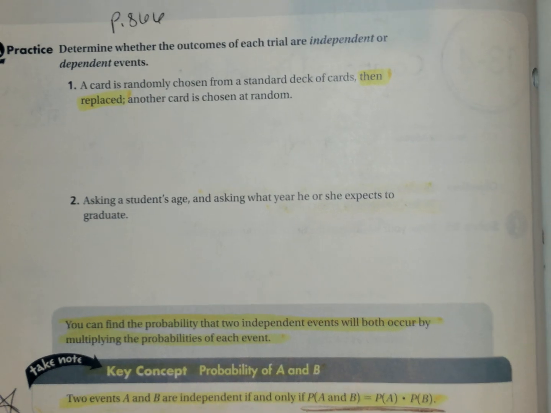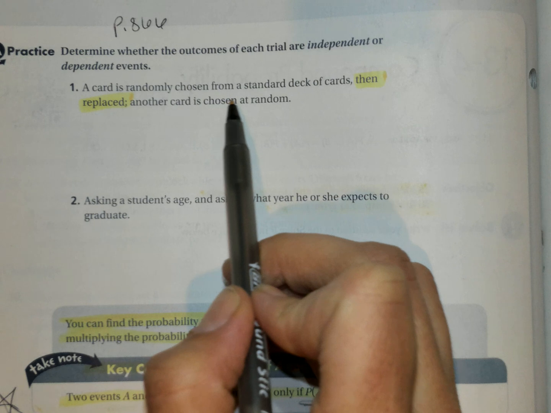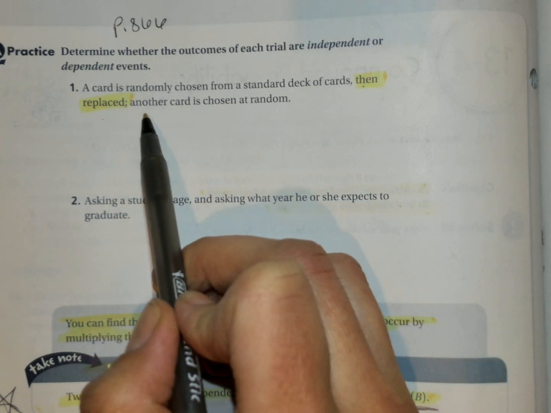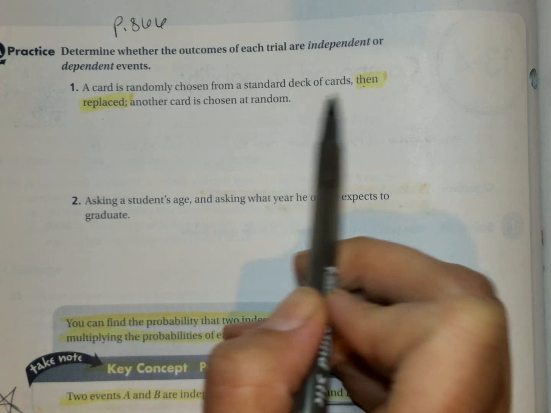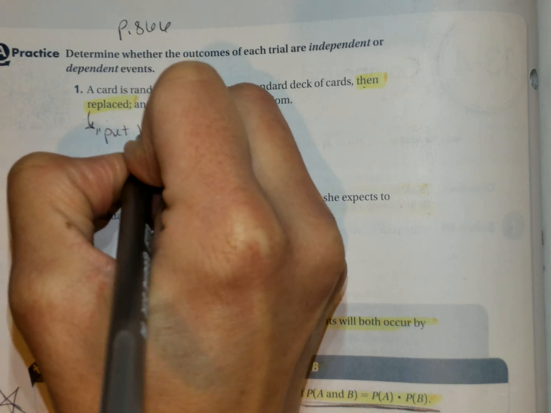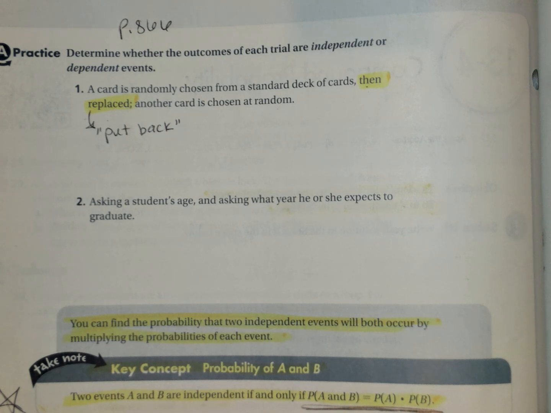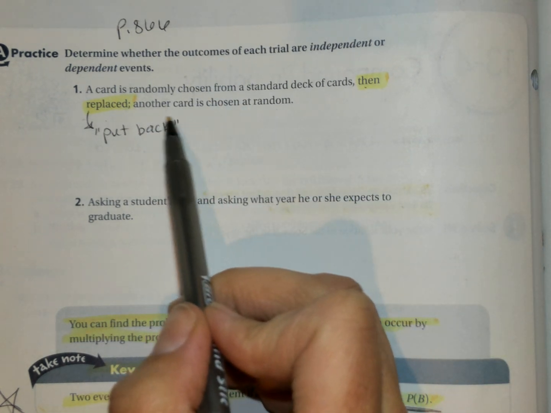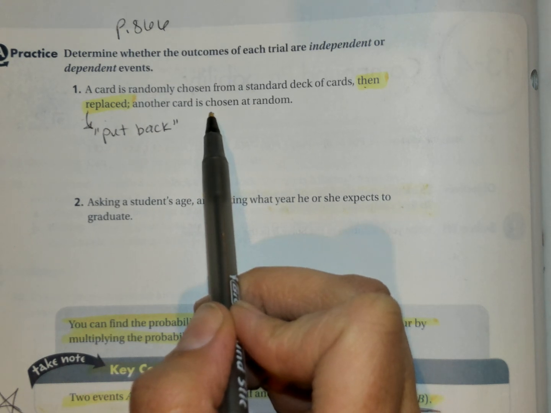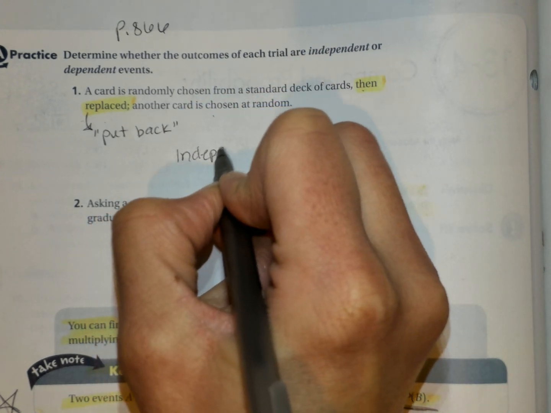All right. So it says for number 1, a card is randomly chosen from a standard deck of cards, then replaced. Another card is chosen at random. So replaced means, write this down too, it means put back. If you take the card but then put it back, it's not going to have any impact on the next card chosen at random. So it's kind of like two completely separate things. It's independent.